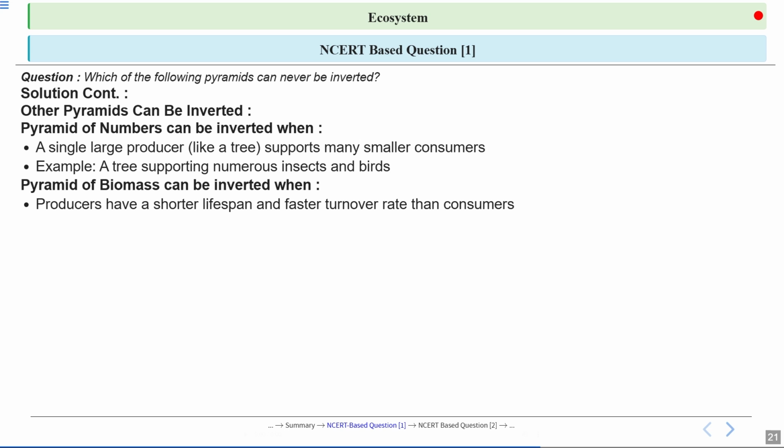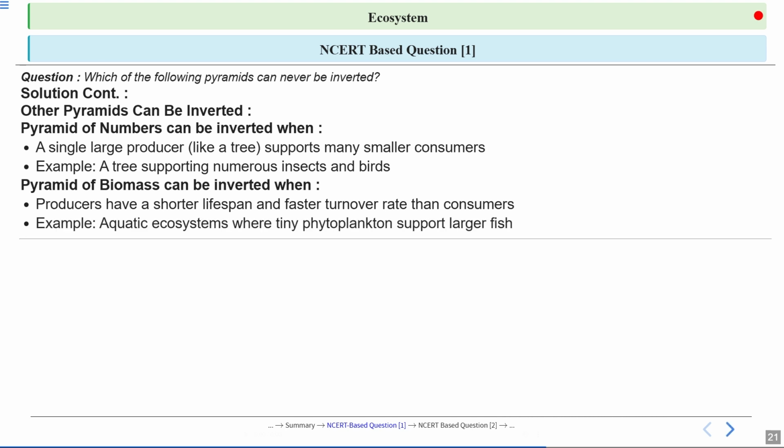Now, in this case, in aquatic ecosystem, the biomass of producer is less compared to the consumer. Producers, which are the phytoplankton in the case of aquatic ecosystem, have a shorter lifespan. They have a fast turnover rate than the consumer. So their biomass is less compared to the consumer. In the case of aquatic ecosystem, very tiny phytoplankton support large fish.